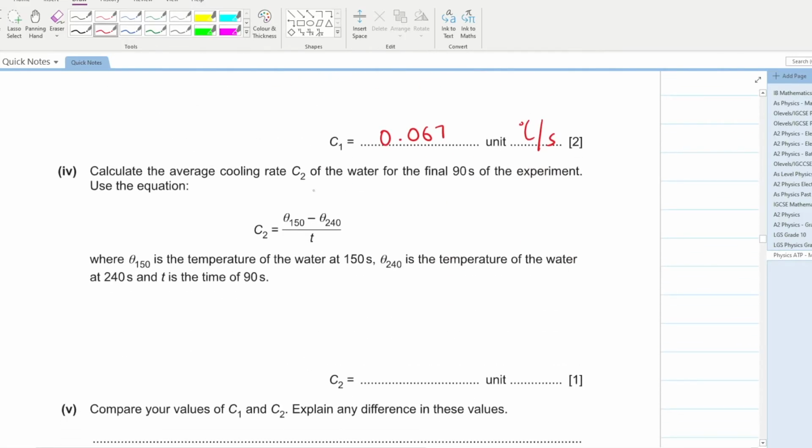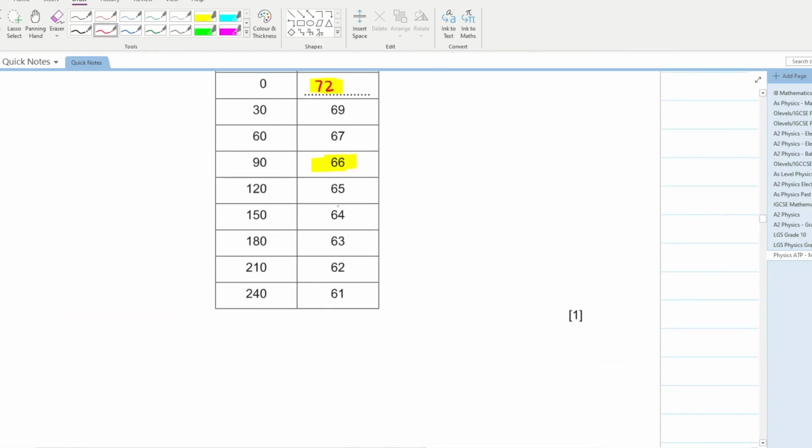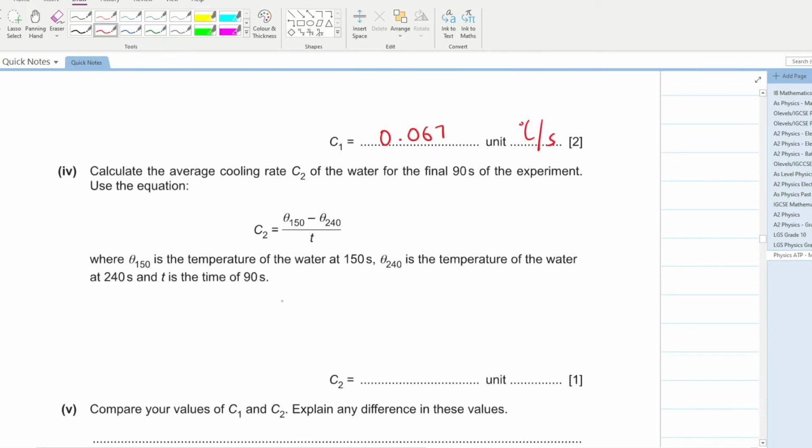Calculate the average cooling rate C2 of the water for the final 90 seconds of the experiment. Let's see the temperature at 150 seconds is 64, and at 240 seconds the temperature is 61. Subtract both of them: 64 minus 61 divided by t, that is 90. Your C2 will come out to be 3 divided by 90, which equals 0.003 degrees centigrade per second.